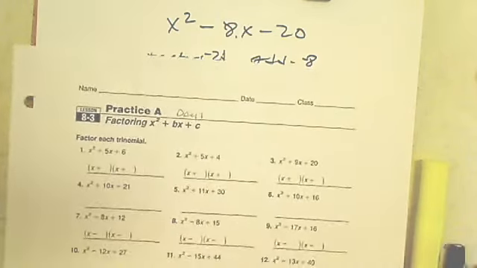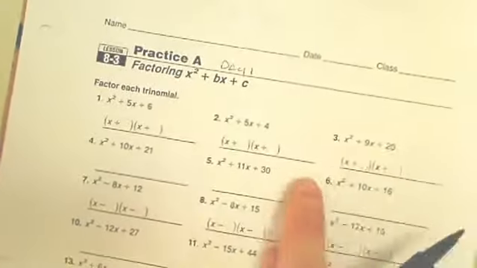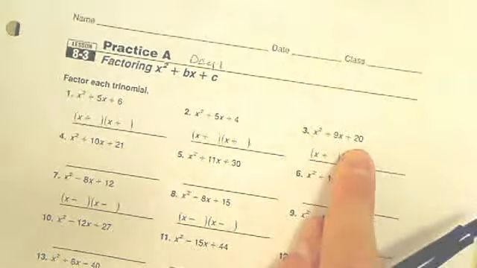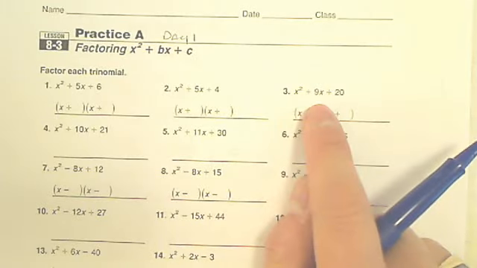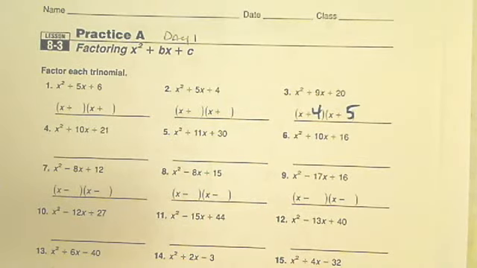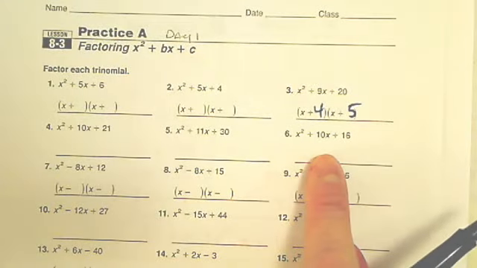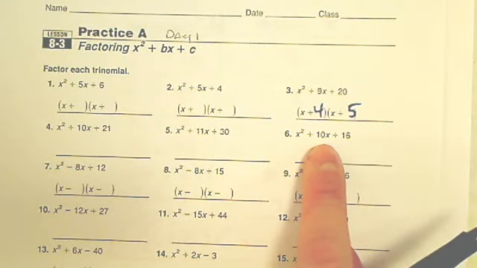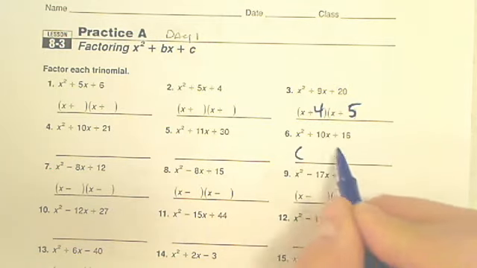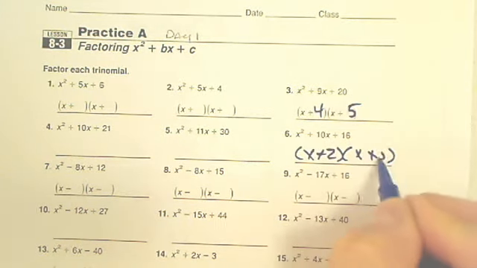On your work tonight, let's do some of this really quickly. Let's do number 3. What factors of 20 add to 9? 4 and 5. Boom. We're not doing all these, but the easy ones you can do. What factors of 16 add to positive 10? 8 and 2. x plus 2, x plus 8.